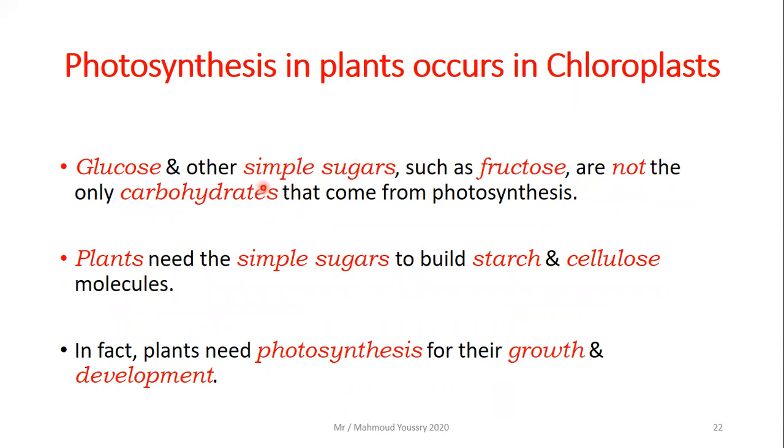Glucose and other simple sugars such as fructose, the sugar of the fruits, are not the only carbohydrates that come from photosynthesis. Plants need the simple sugars to build starch and cellulose molecules. The cellulose is the molecule that makes up the cell walls of plant cells. In fact, plants need photosynthesis for their growth and development.